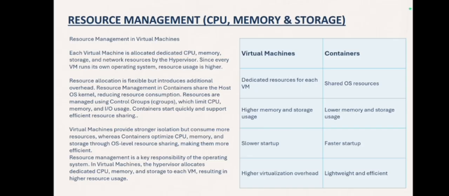Resource management is one of the operating system's primary responsibilities. In virtual machines, the hypervisor allocates dedicated CPU, memory, and storage resources to each VM. Containers share the host operating system kernel and use cgroups to efficiently manage CPU and memory usage. Therefore, containers consume fewer resources and start much faster than virtual machines.